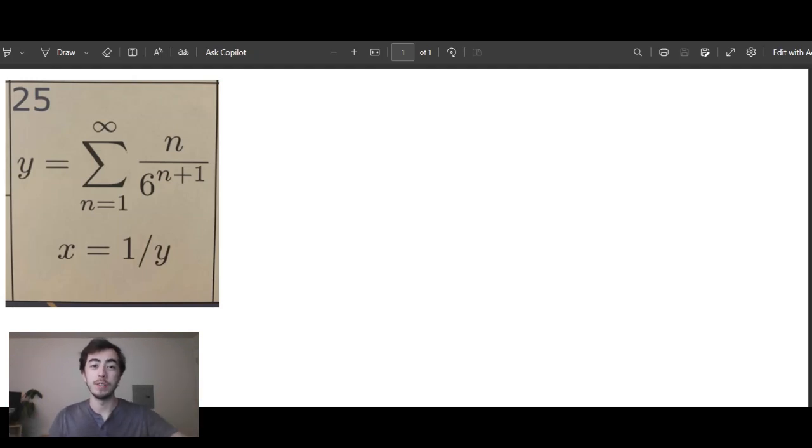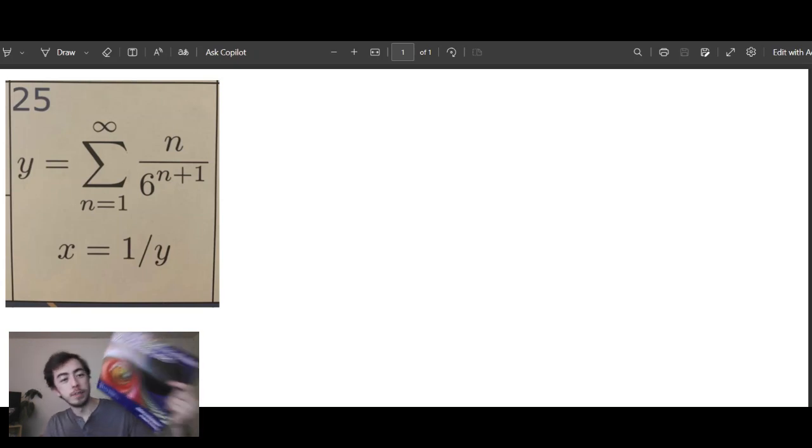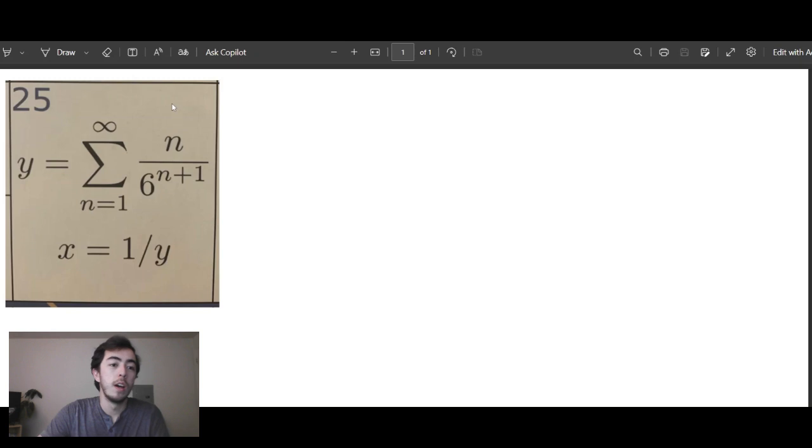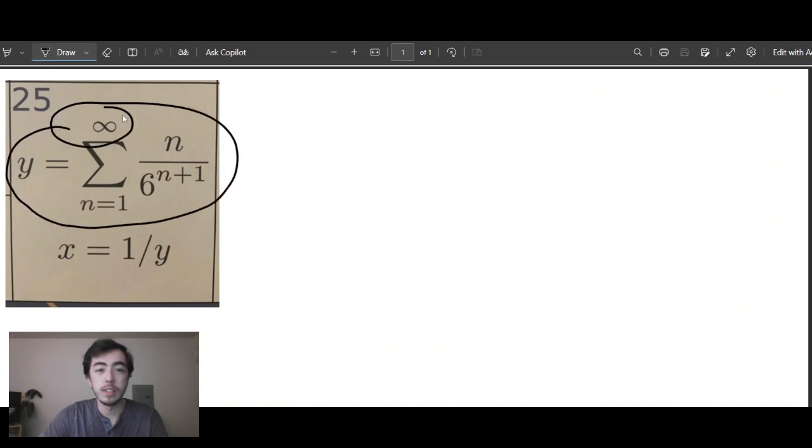It's March 25th. We have problem number 84 to solve from this Daily Epsilon calendar. And the answer is 25 because that's today's date. So it looks like we need to solve for y, and y is going to be this infinite sum. And once we figure out what y is, we can plug it in here, and 1 divided by y should be equal to 25.